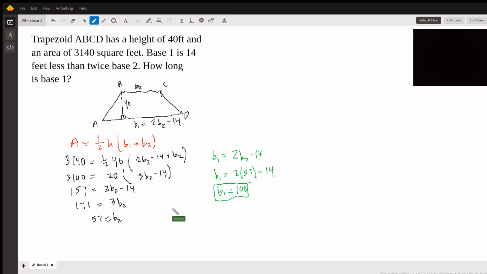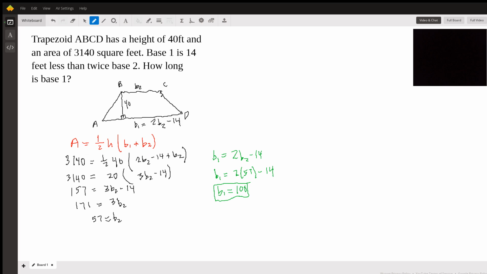And then if you wanted to check both solutions combined, you could just plug 100 in for B1 here, and you can plug 57 in for B2 here, and plug 40 in for H, and you'll see that when you do all that and multiply it out on your calculator, you'll get 3140.